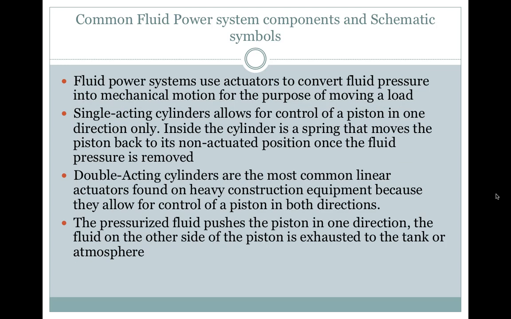Fluid power systems use actuators to convert fluid pressure into mechanical motion for the purpose of moving a load. Single-acting cylinders allow for control of a piston in one direction only. Inside the cylinder is a spring that moves the piston back to its non-actuated position once the fluid pressure is removed. Double-acting cylinders are the most common linear actuators found on heavy construction equipment because they allow for control of a piston in both directions.